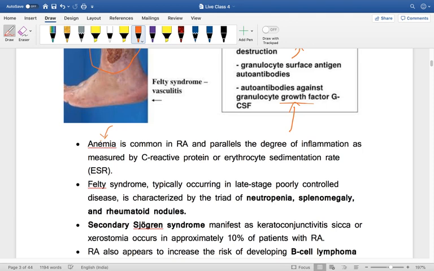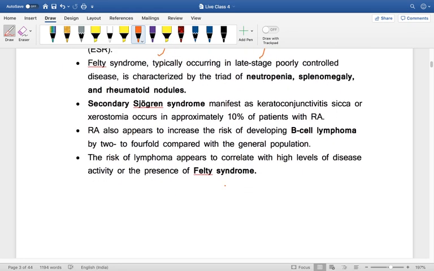Now, doctor, anemia. One thing about anemia is anemia of chronic inflammation. That's what you see in rheumatoid arthritis. The more the inflammation, the more is the anemia. So that is the reason people follow C-reactive protein and ESR. Excellent. Shwetaji rightly says, Caplan syndrome is rheumatoid arthritis plus coal worker's pneumoconiosis. Beautiful.